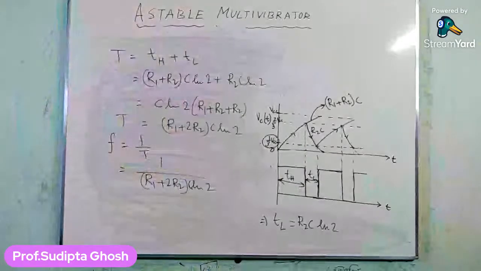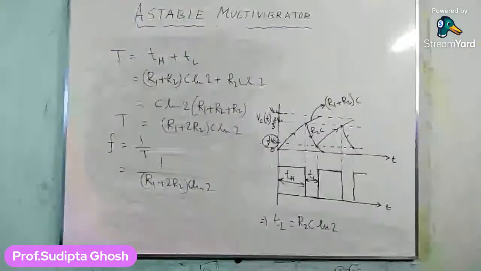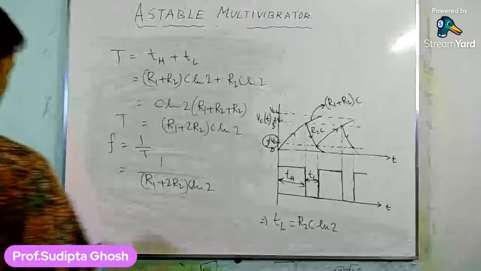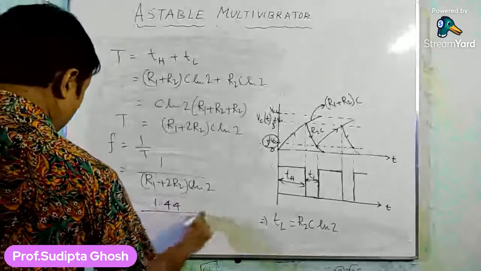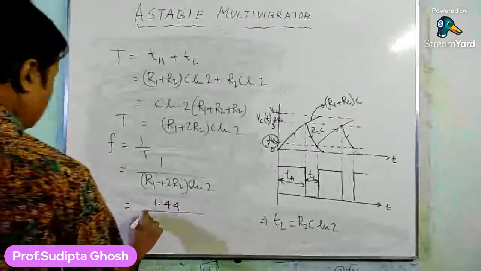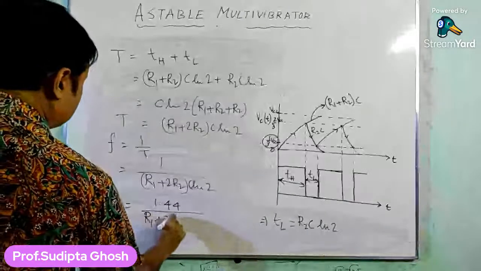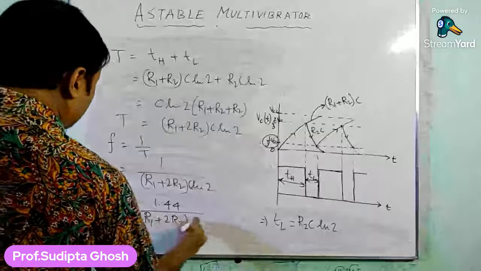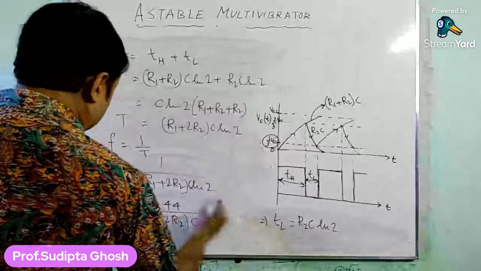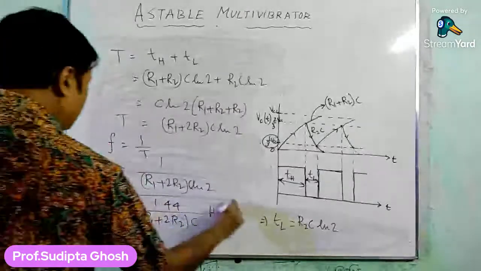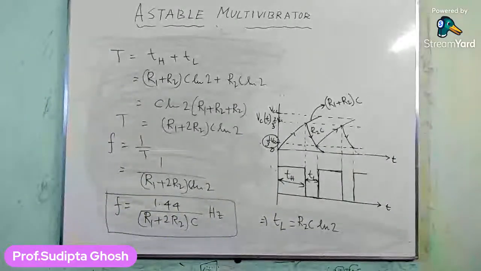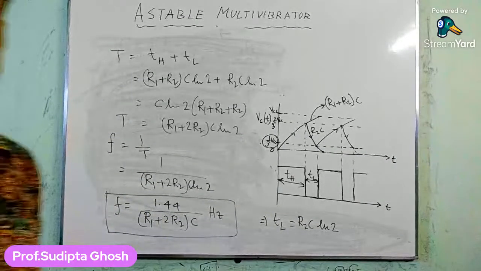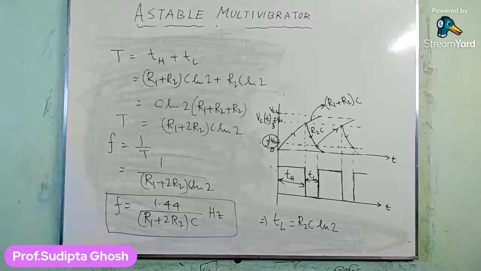If we put the value of 1 by ln 2, we have approximately 1.44 divided by (R1 plus 2R2) into C, and that is in hertz. So this is the frequency of oscillation for an astable multivibrator.